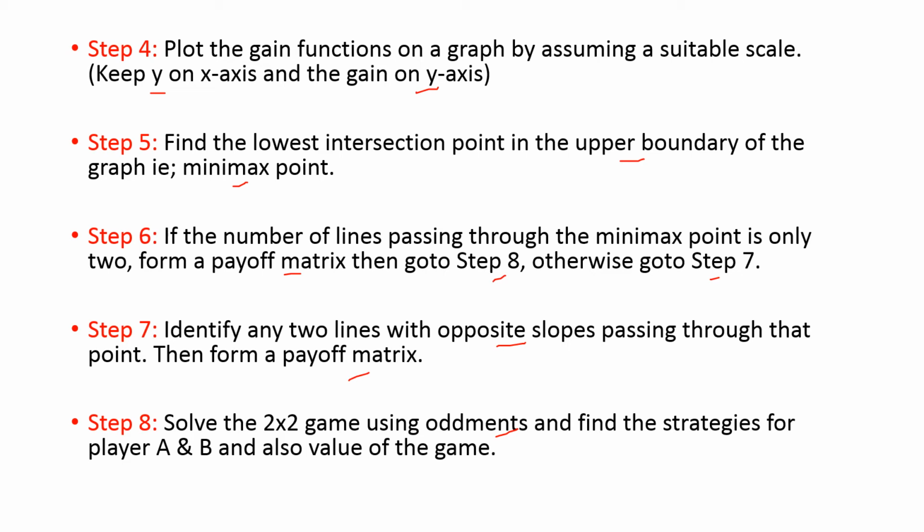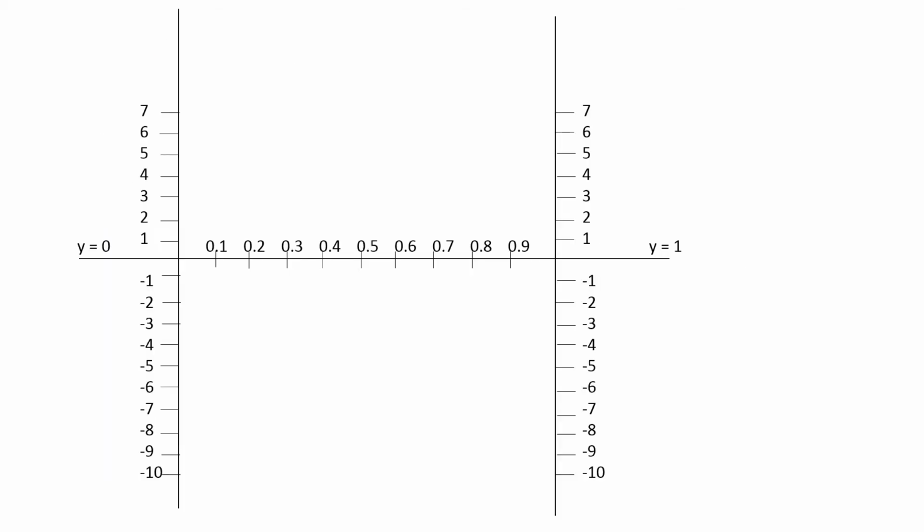Now let us draw the graph for the values. Here y is on the x-axis and gain is on the y-axis. I have divided it as 0.1, 0.2, 0.3, 0.4, 0.5, 0.6, 0.7, 0.8 and 0.9. Y is ranging from 0 to 1, this is 0 and this is 1.